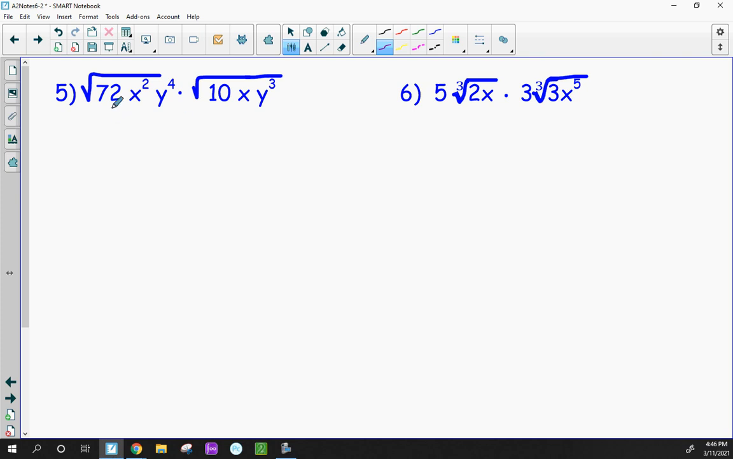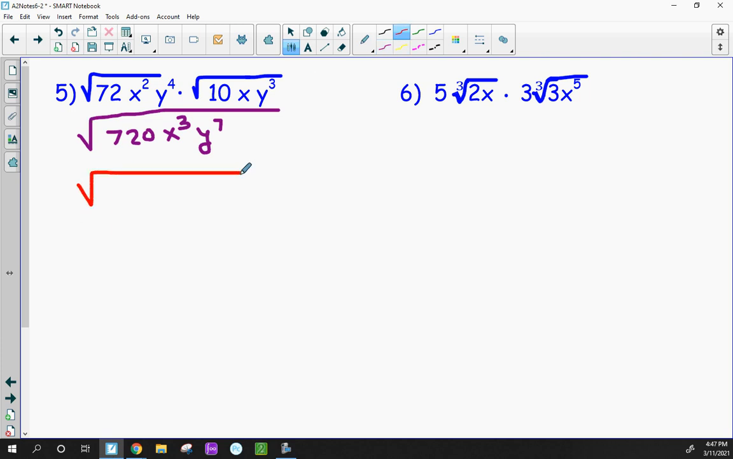Number 5, I have the square root and a square root here. To multiply it, I'm going to multiply the 72 times 10. Call that 720. X to the second times x to the first is x to the third. Y to the fourth times y to the third is y to the seventh. And then I am looking for perfect squares.